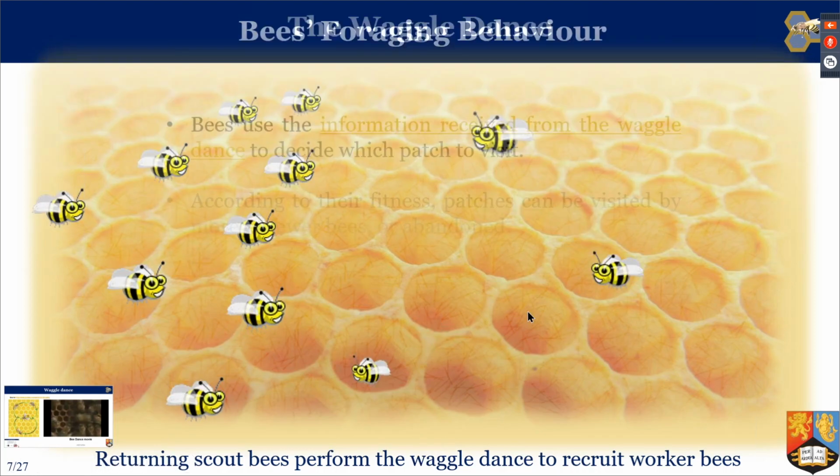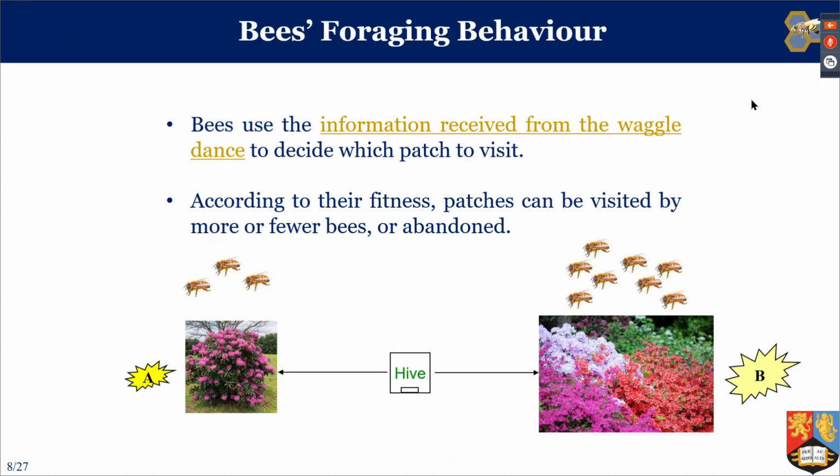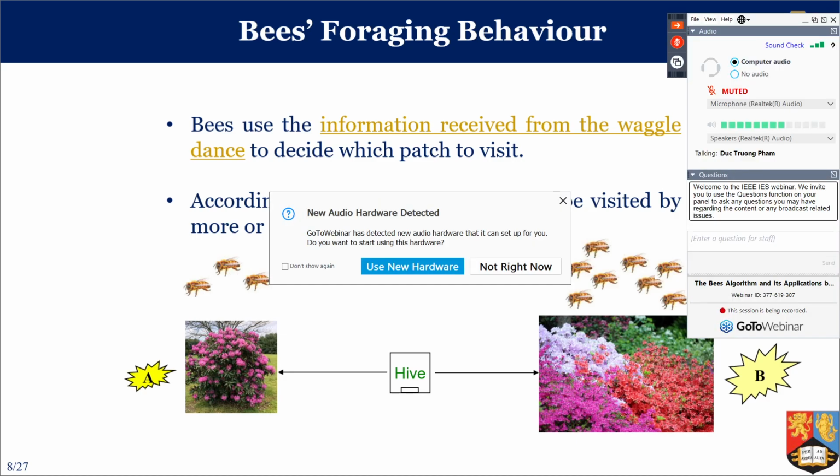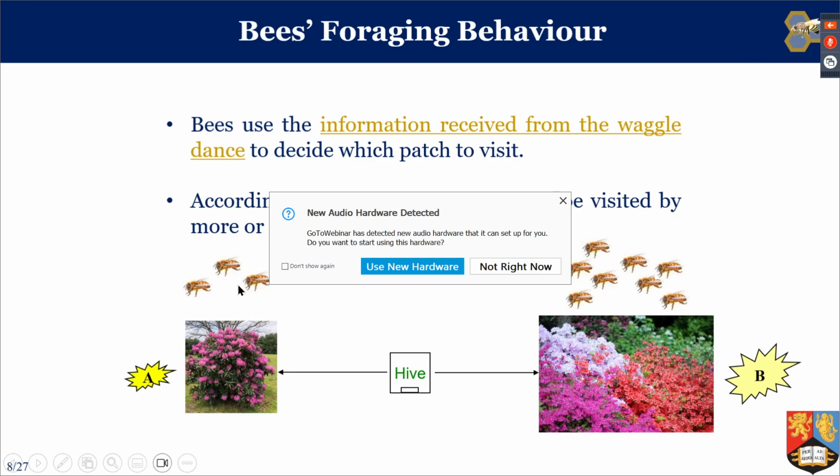Thank you. So the bees use this information, received from the dance, to decide which scout to follow and which flower patch to visit. According to the quality of the patches, they can be visited by more or fewer bees, or even abandoned. So here you see two patches. This is a small patch, and it attracts 3 foragers. This patch is more abundant in food, and it attracts more bees, more foragers to come from the hive.